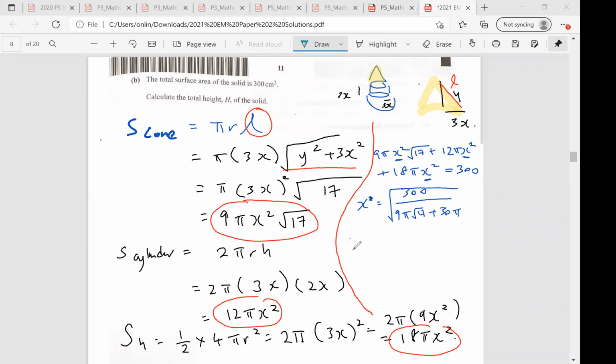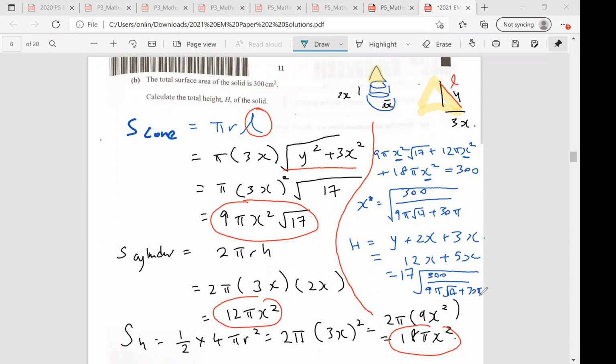So h is basically equal to y plus 2x plus 3x, right? So if we reduce it down, what we have here is 12x plus 5x, and then this is equal to 17. And then we just found our x already. So our x is actually equal to the whole thing here, which is 300, and then 9 pi square root 17, and then we have 30 pi.